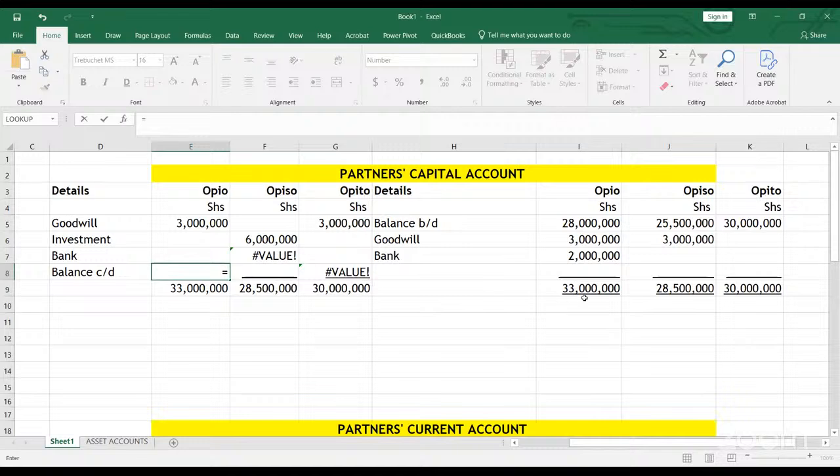Excuse me, is this 3 million goodwill that we have given Opito belonging to Opiso? No, it's not for Opiso, it's for Opito. As we are writing off the goodwill, we use the new shares. Remember, Opiso has left. So as we are using the new shares, we don't consider him.